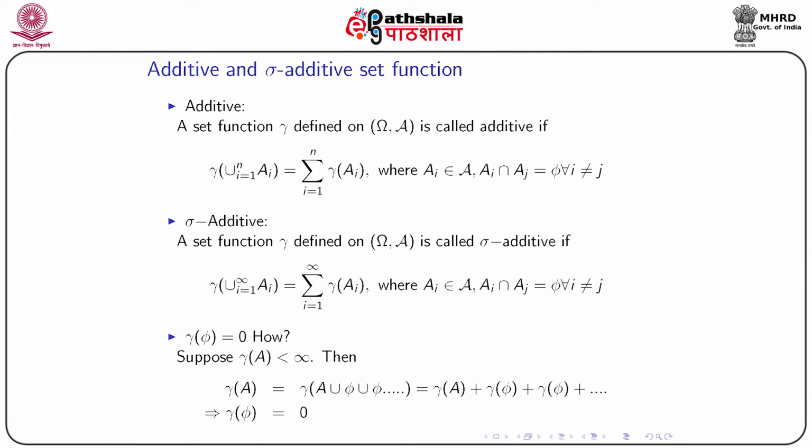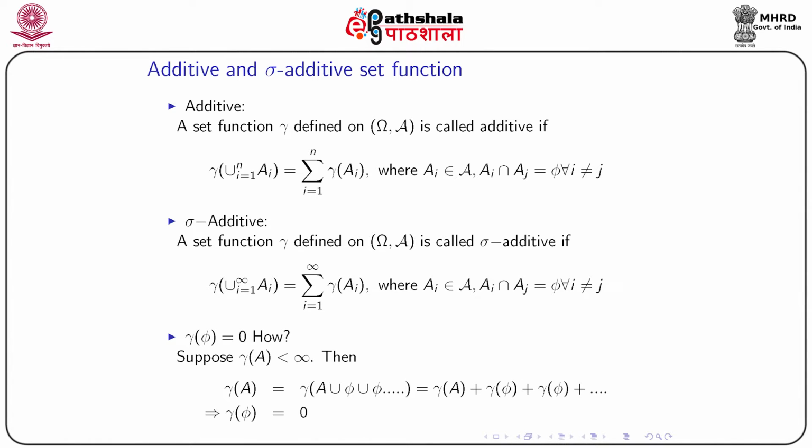So, we can assume in this way that if you have a larger set and you want to find the set function of a large set, we can break it into pieces and add them, with the consideration that the pieces are mutually disjoint. This set function is called an additive set function. Now, if we extend the concept of this additive set function from a finite number to a countable number, then it will be called a sigma additive set function.